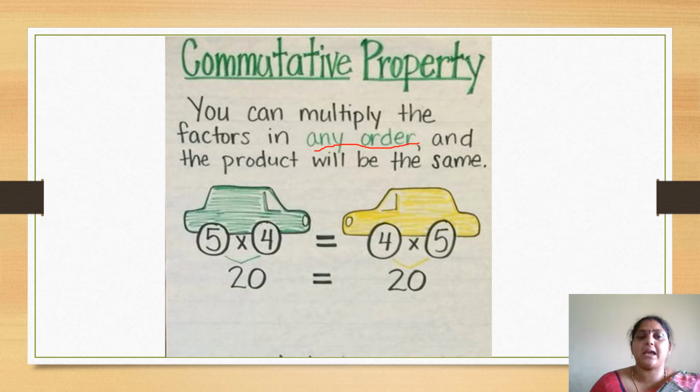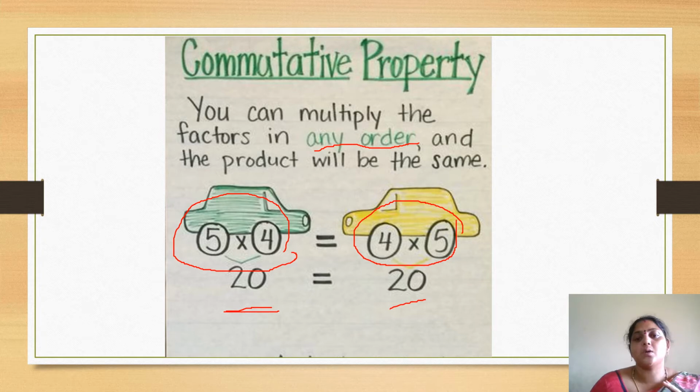Suppose I have taken the number 5 into 4. What is my product here? It is 20. Now I am changing the order. I am writing 4 first and writing 5 next. So when I am multiplying 4 into 5, I am getting the same product as 20. So commutative property means you can change the order of the numbers and multiply.